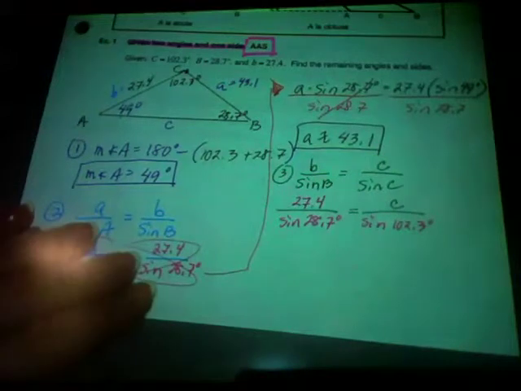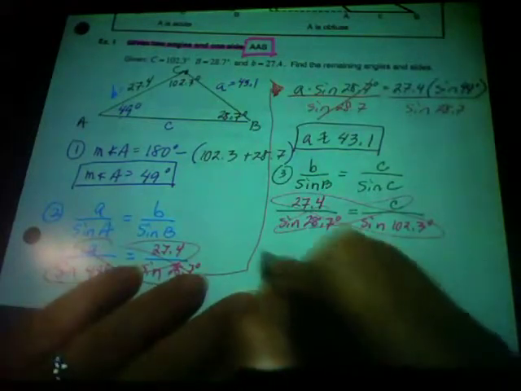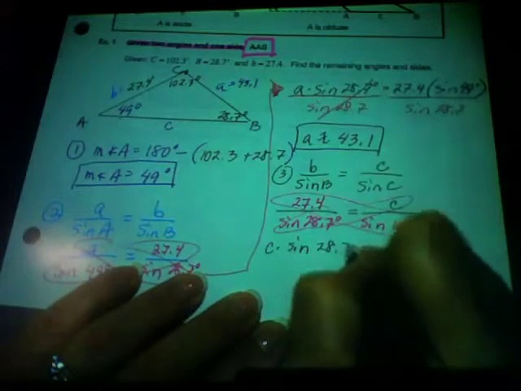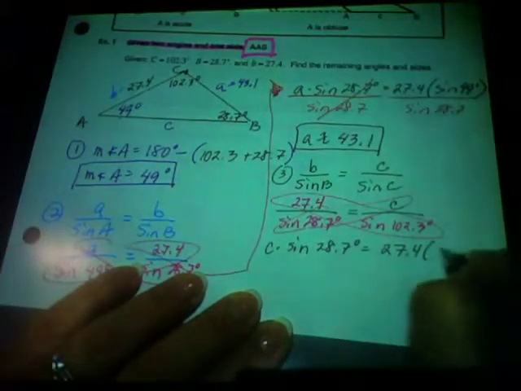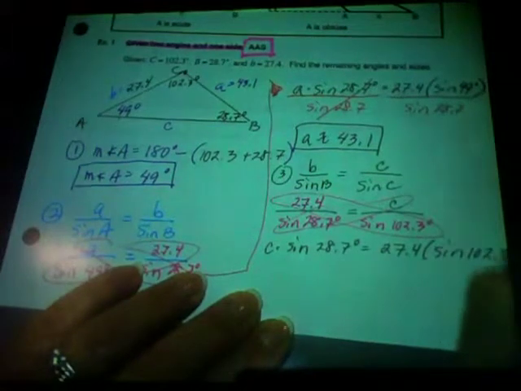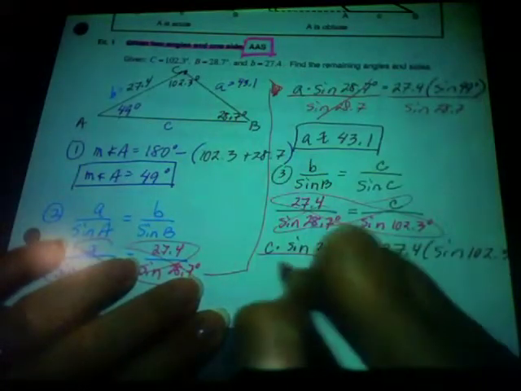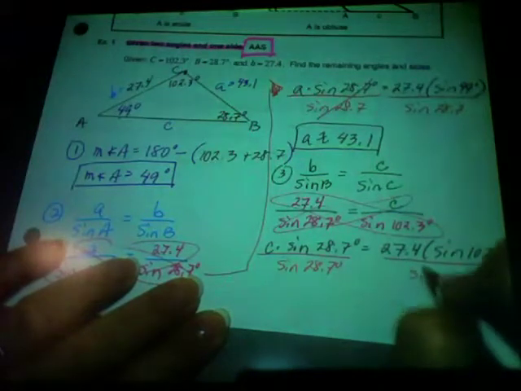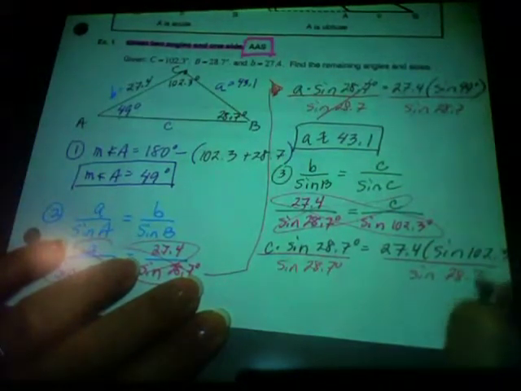So now cross multiply and solve. Remember, you can't cross cancel, but I can cross multiply. So I end up with C times the sine of 28.7 degrees equals 27.4 times the sine of 102.3 degrees. Then to solve for C, divide both sides by sine of 28.7 degrees.